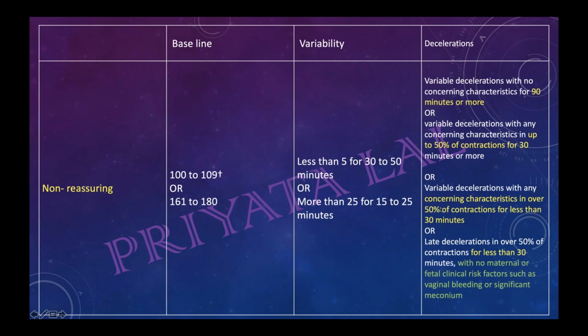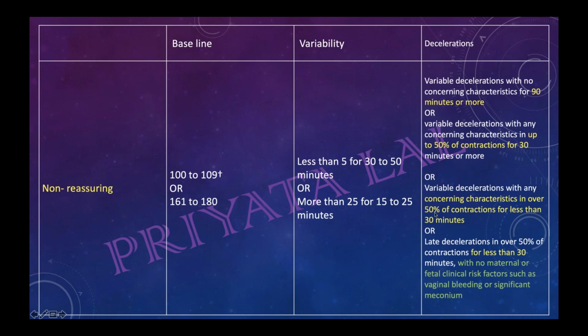Now there is always confusion between this and this. So you see variable deceleration, and if they have feature, then you have to see. So see variable deceleration, then look for feature. Now if they are present in less than 50% of the contractions, and they are present for more than 30 minutes, then you will take this as an NR feature, and this is totally opposite of it.